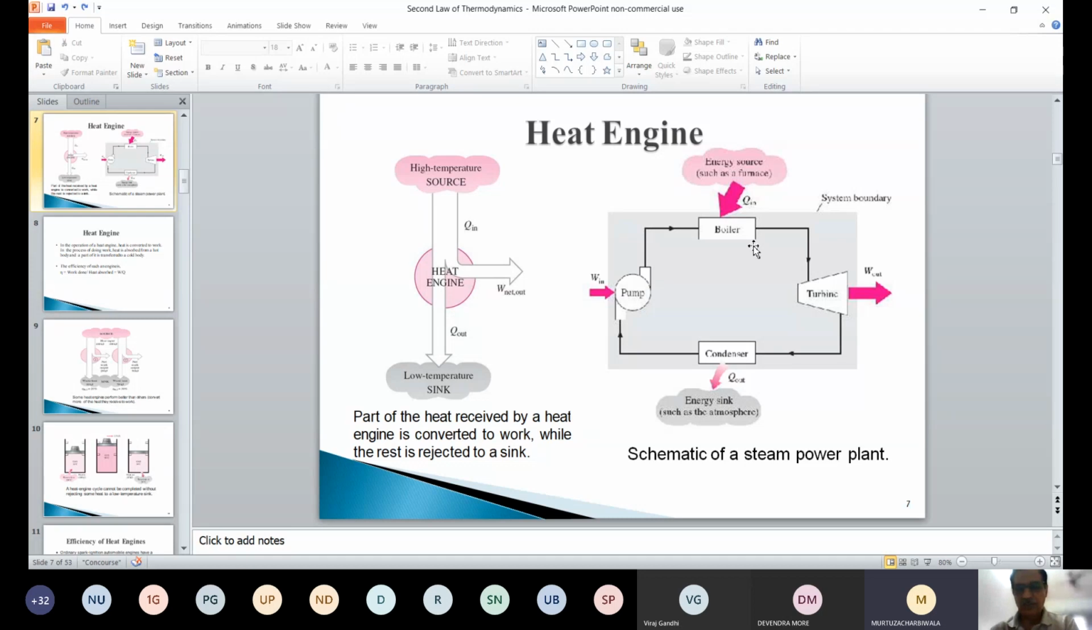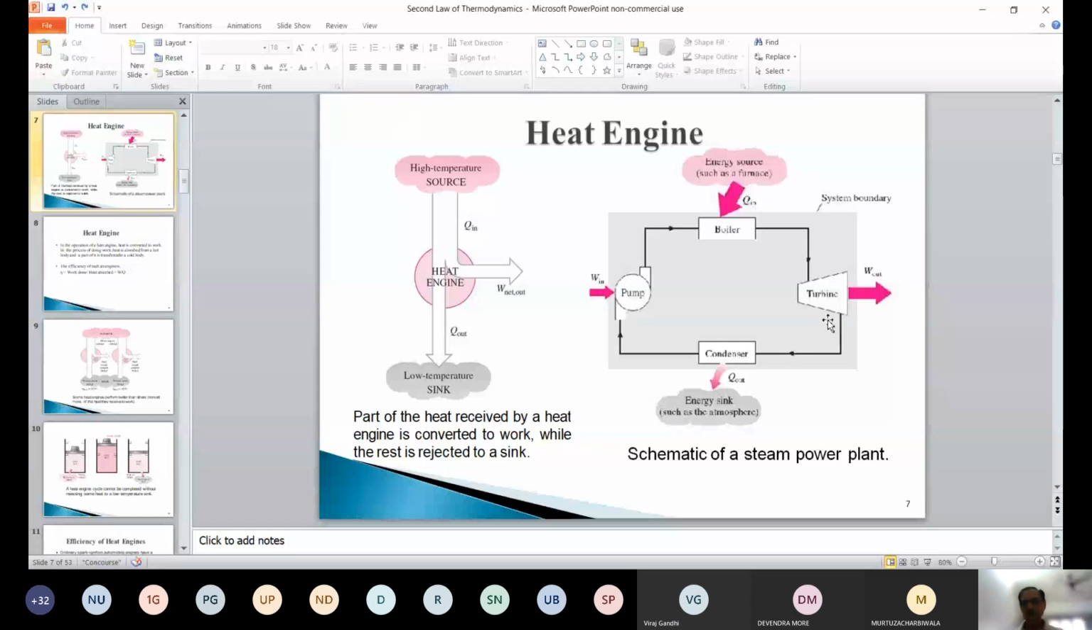Correct? What happens in the turbine? In the turbine also there is no heat transfer. It is again adiabatic. Right? So pump is an adiabatic compressor. Turbine is an adiabatic expander, where volume increases, right? Okay? So this is correct. Do you agree with this? Pump and turbine, yes sir.